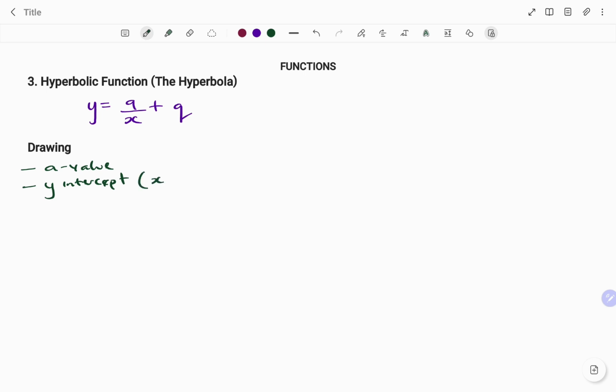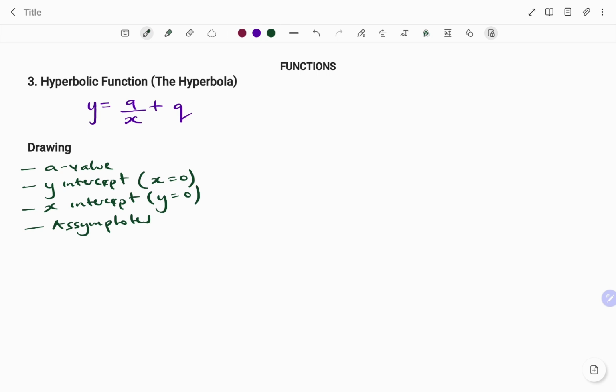Y-intercept, the value of x will be 0. Then we have our x-intercept, where the value of y equals 0. Then we have our asymptotes, the vertical and the horizontal asymptotes.